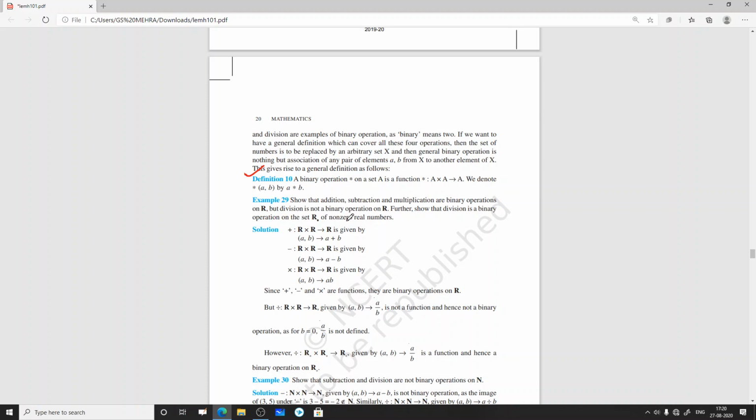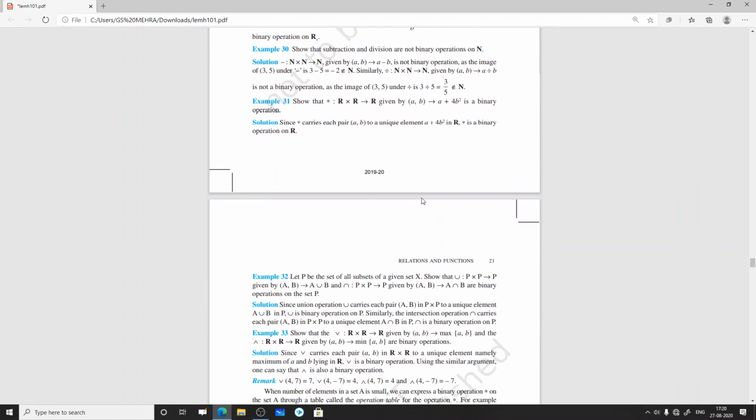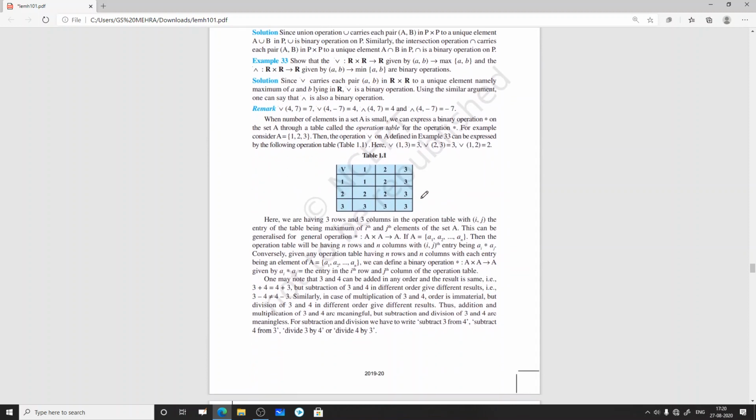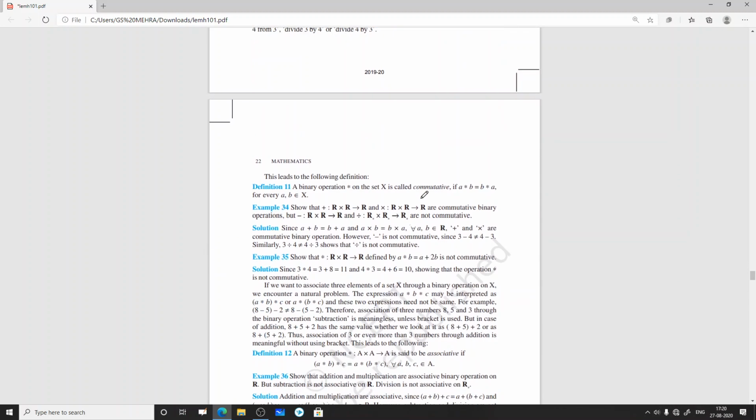Now we learn some properties of binary operation. The first one is the property of commutativity. A binary operation star on the set X is called commutative if A star B is equal to B star A for every A, B belongs to X. That means whether we operate A star B or B star A, the resultant should be the same. Then only we say that star is commutative.